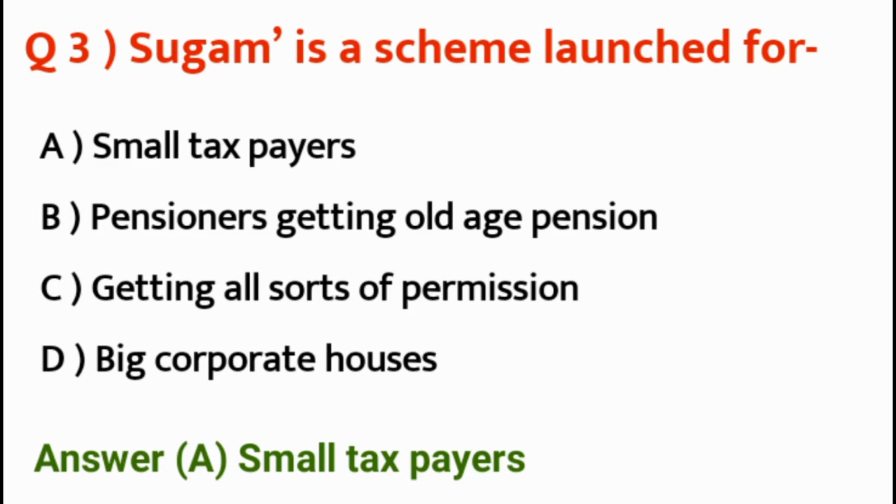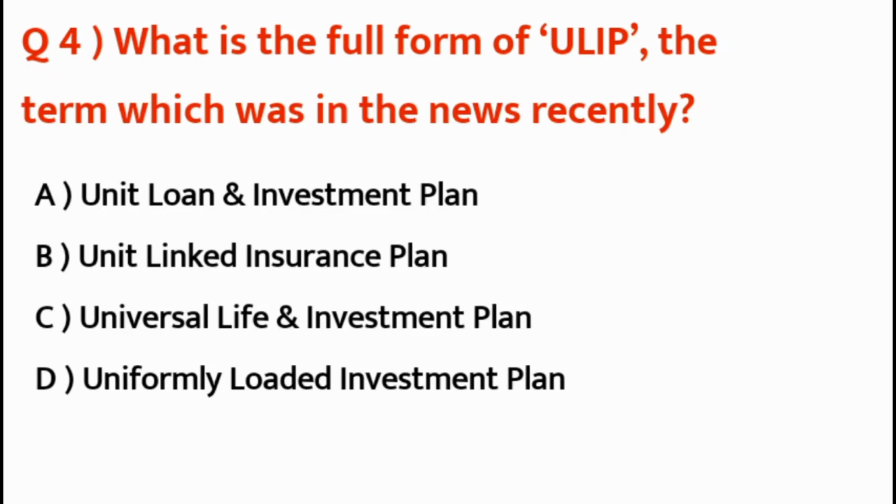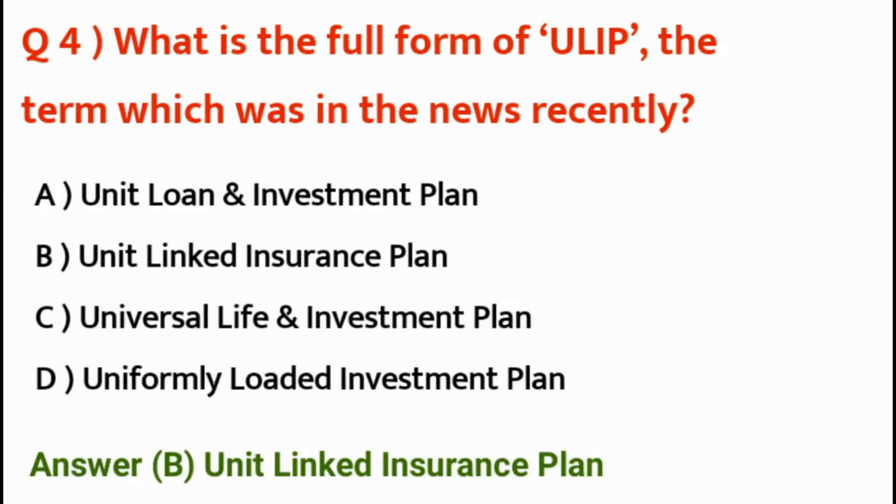Next, question number 4. What is the full form of ULIP, the term which was in the news recently? The correct option is option B, Unit Linked Insurance Plan. The full form of ULIP.